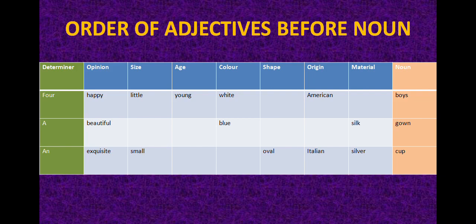So, determiners are also modifiers of noun. So, they tell us something about the noun, just like adjectives. So, if there is a determiner, we are going to put it first. Then we are going to put adjectives telling us about opinion, then size, then age, color, shape, origin, material before the noun. Let us see some examples. Four happy little young white American boys. A beautiful blue silk gown. An exquisite small oval Italian silver cup.